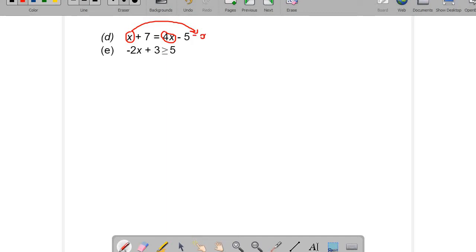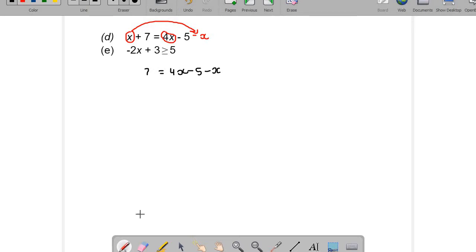Okay, we would get, so x is no longer on this side. So we're going to end up with 7 is equal to 4x minus 5. Since this x was positive on this side, it's going to become minus x when we bring it over the equal sign, similar to when you're moving your constant over the equal sign.